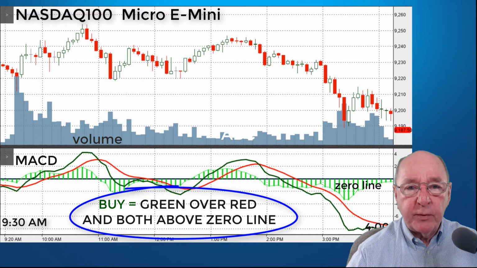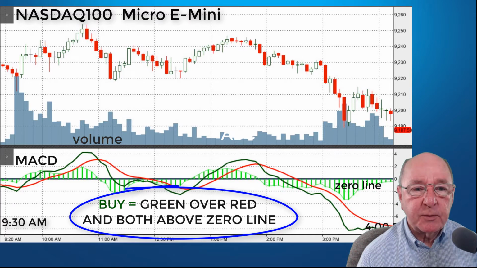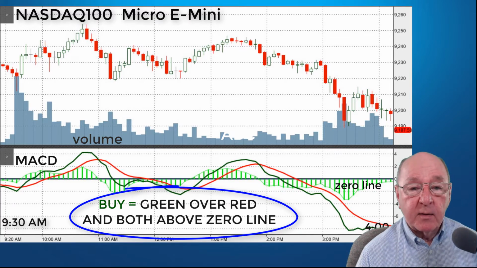Okay, here's a quick review. What is a buy signal when we use the MACD? Well, my rule that I teach here is that the buy is when the green line crosses over the red line, provided that both are above the zero line at that time. Now, let's find the buy signals here between 9:30 and 4 p.m.